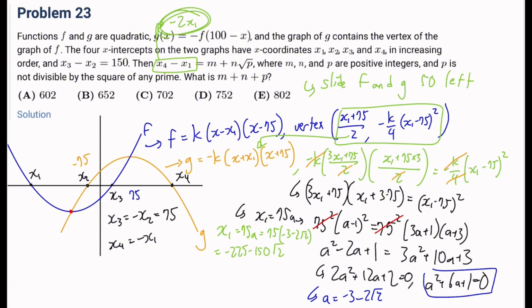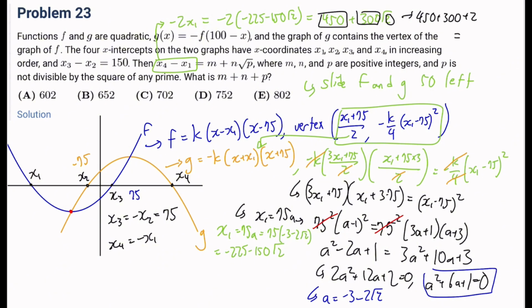Since what we wanted was negative 2x1, that means this is going to be equal to minus 2 times minus 225 minus 150 root 2, which is going to be equal to 450 plus 300 root 2, right? And so we get the values of 450, 300, and 2. So 450 plus 300 plus 2 is going to be equal to 752, right? So this is 752, it's D.